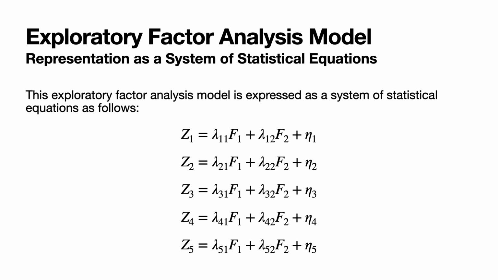This path diagram can be translated into a system of statistical equations. Here are the equations for this particular exploratory factor analysis model. Z1 is equal to lambda 11 times F1 plus lambda 12 times F2 plus eta 1. Z2 is equal to lambda 21 times F1 plus lambda 22 times F2 plus eta 2. Z3 is equal to lambda 31 times F1 plus lambda 32 times F2 plus eta 3. Z4 is equal to lambda 41 times F1 plus lambda 42 times F2 plus eta 4. And finally, the fifth manifest variable, Z5, is equal to lambda 51 times F1 plus lambda 52 times F2 plus eta 5.